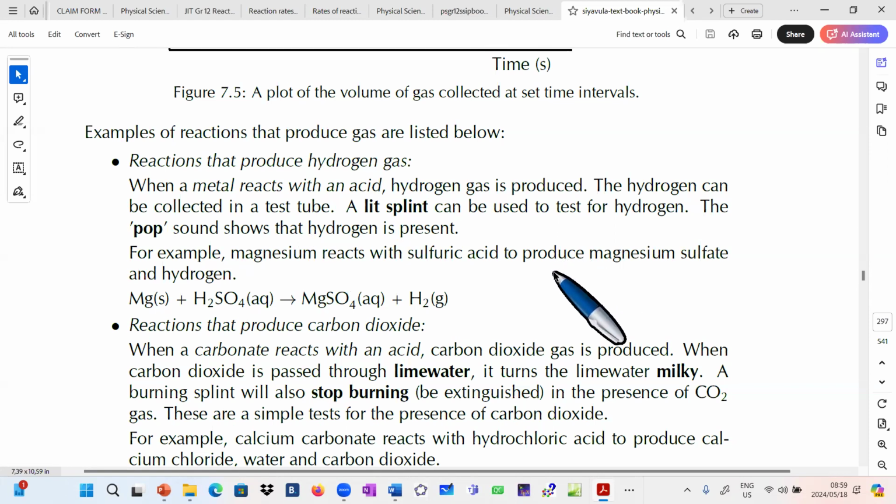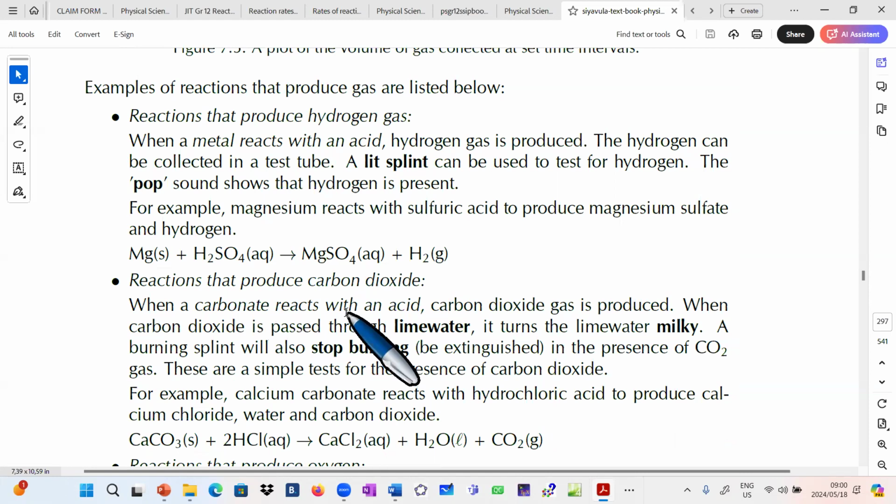So there's a pop sound if you present the splint into the test tube that you suspect has hydrogen. Sometimes you're not sure that there's hydrogen there, but if you put your splint there, it's going to pop, and that shows that hydrogen is present. For example, magnesium reacts with sulfuric acid to produce magnesium sulfate and hydrogen. Here's a good example of a reaction that produces hydrogen gas. If you take solid magnesium and combine it with aqueous sulfuric acid, what you get in the end is magnesium sulfate and hydrogen.